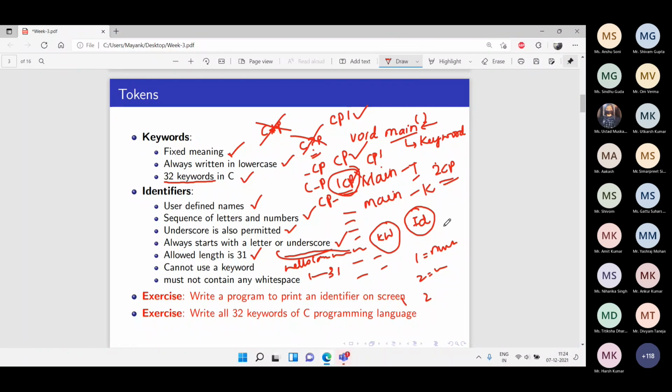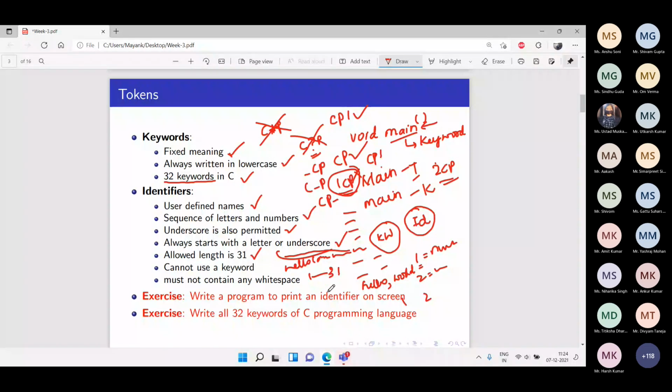An identifier cannot use a keyword. We already discussed that these are two different sets. It must not contain any white space. If I use hello, space, and world, these are two identifiers, not one, and I have to put a comma in between to separate them. If I just write hello space world and then put some value for this identifier, it is a compilation error.